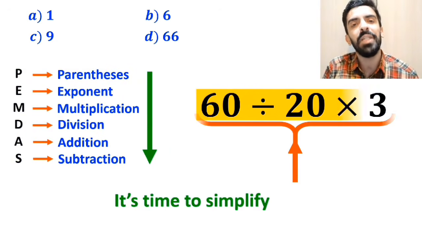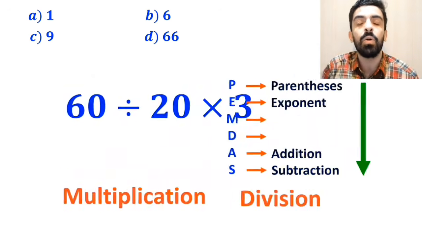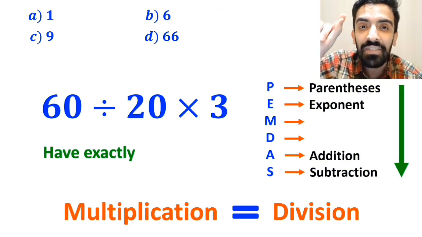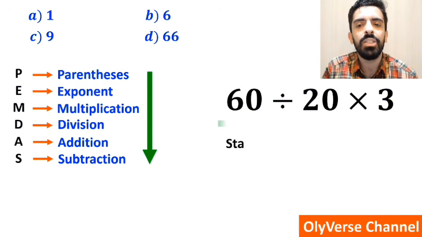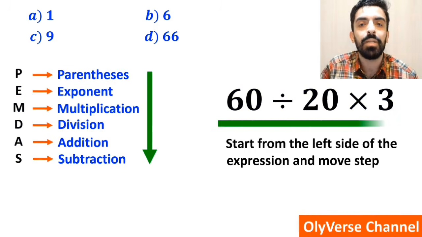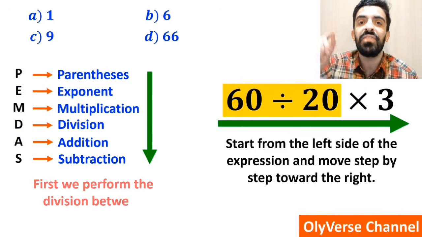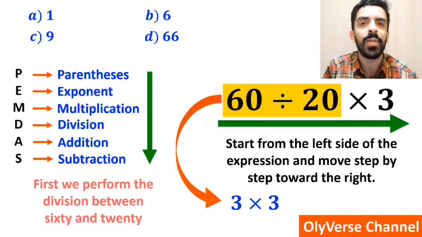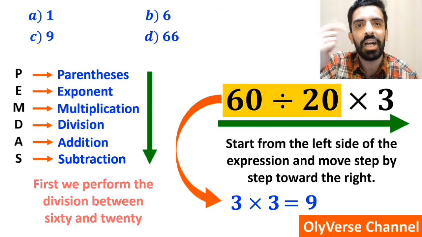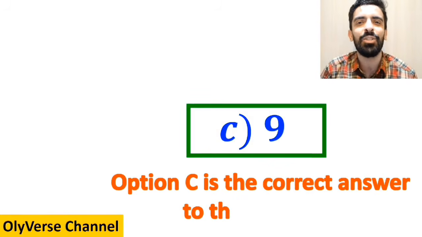Now, it's time to simplify this expression. It's very important to note that in the PEMDAS rule, multiplication and division have exactly the same level of priority. In this case, all we need to do is to start from the left side of the expression and move step by step toward the right. So, we start with the division between 60 and 20, and this expression simplified to 3 multiplied by 3. And finally, the value of this expression will be 9. Therefore, option C is the correct answer to this question.